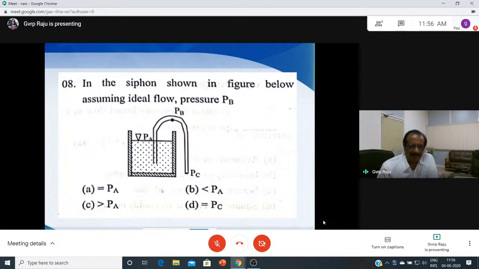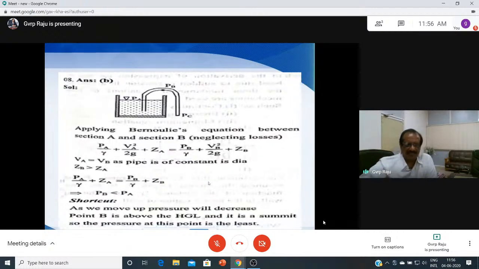So we have the value of PA, and he is asking for PB. That means the pressure will be less. So the value of PB will be less than PA. Because as you are going up, the pressure decreases, so PA will be more compared to PB. So PB is less than PA. The answer is B. Straight away you can take B. Otherwise you can have the equation here. And it has also given a shortcut: as we move up, the pressure will decrease, and the point is above the level and it is a summit. So the pressure at this point is least.